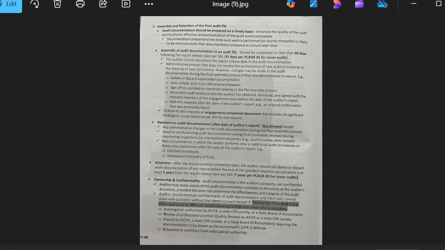The auditor should maintain confidentiality of the audit documentation and the client's information, and they cannot share it with outsiders without the client's consent, except when an investigation is authorized by AICPA, a review of the professional practice, an inquiry by AICPA, or a subpoena or summons of a valid judicial authority. So these four are the exceptional circumstances where the auditor can share their audit documentation with an external party. Otherwise, it is not allowed for the auditors to share their documentation with outsiders, the third parties. So that was all about the audit documentation that we have discussed.